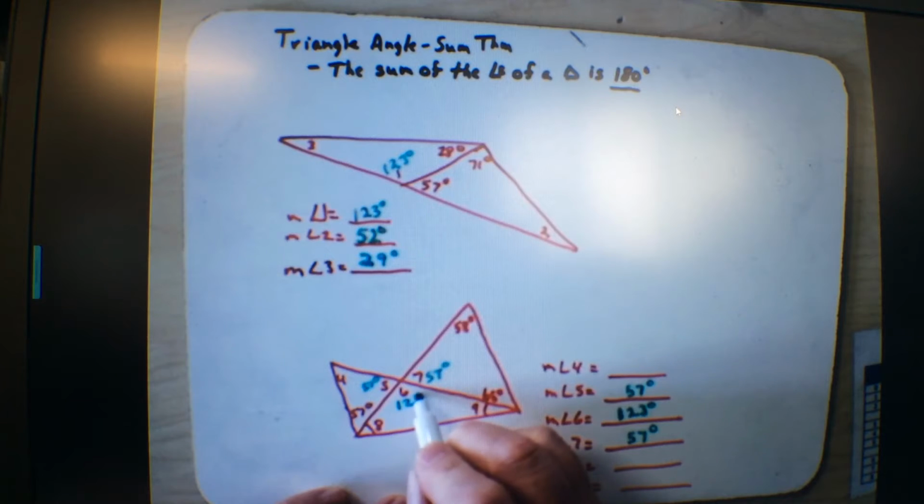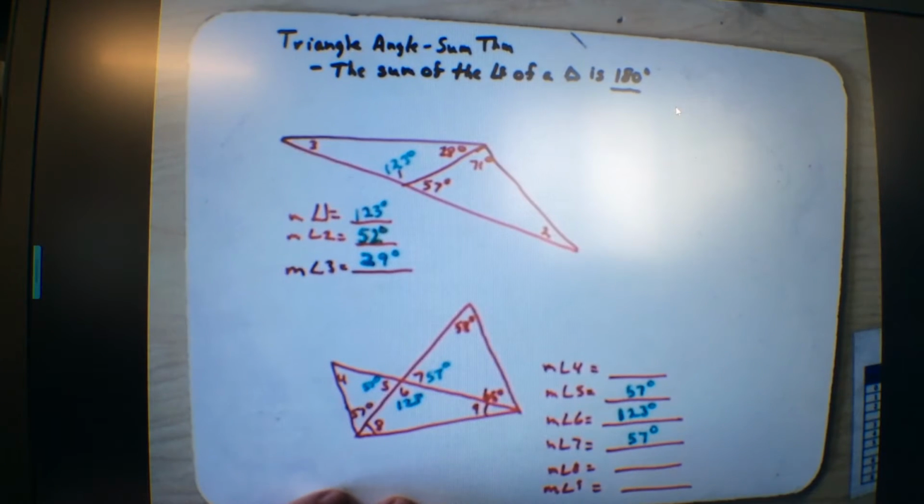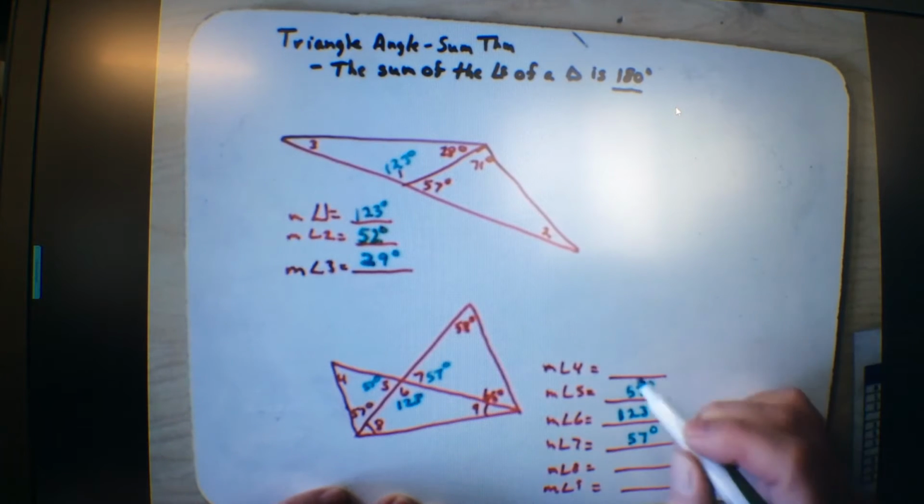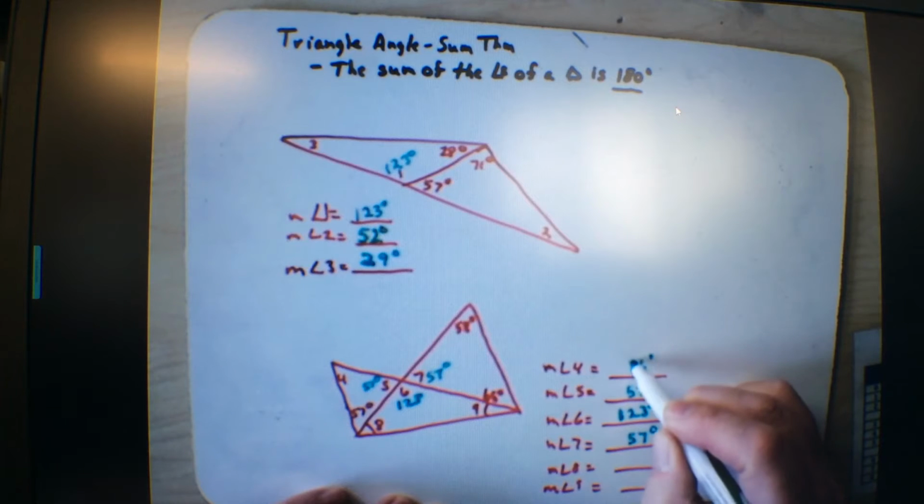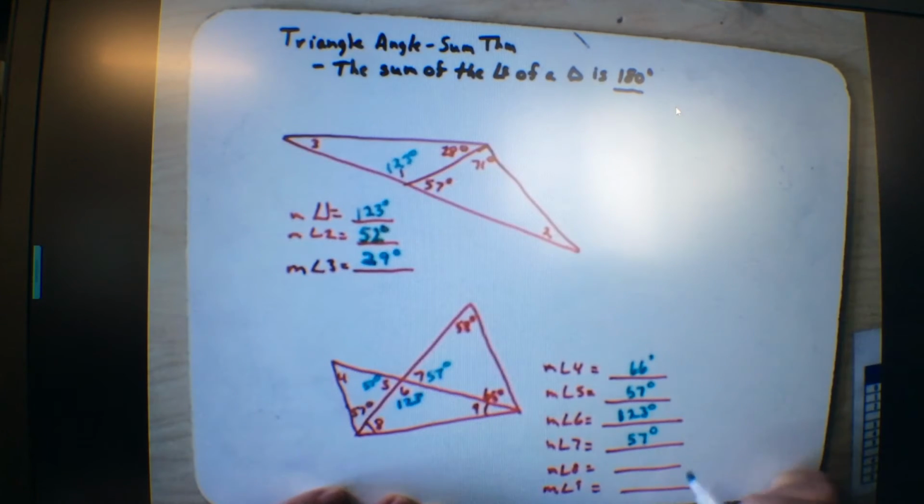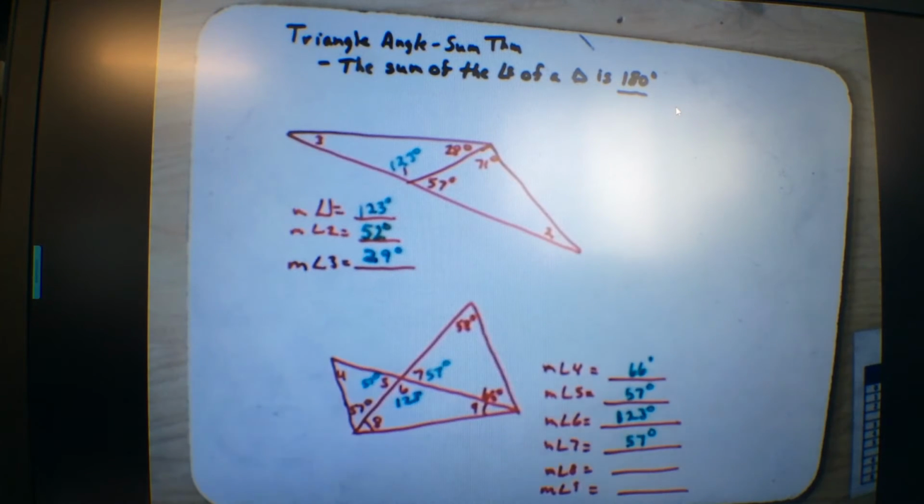Okay, let's start with 4. Can anybody do 4? 66 degrees, thank you. All right, so we have 8 and 9. How do we do 8 and 9? I'm a little confused on how to do that.